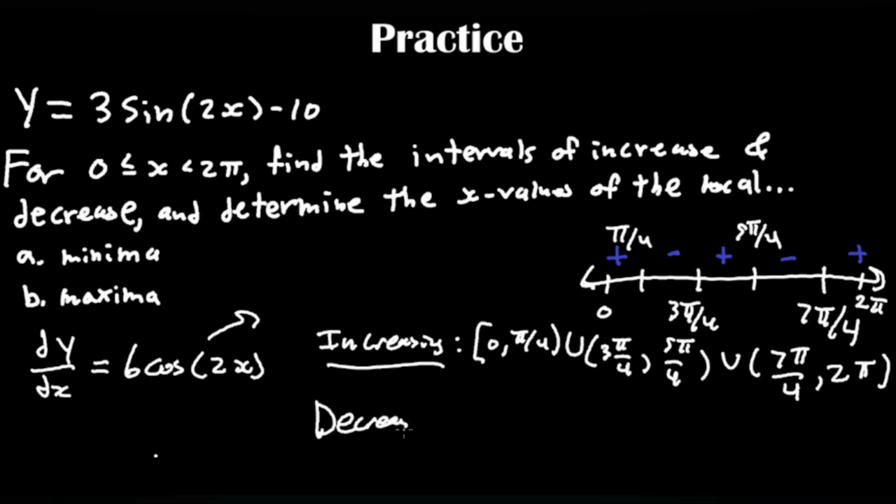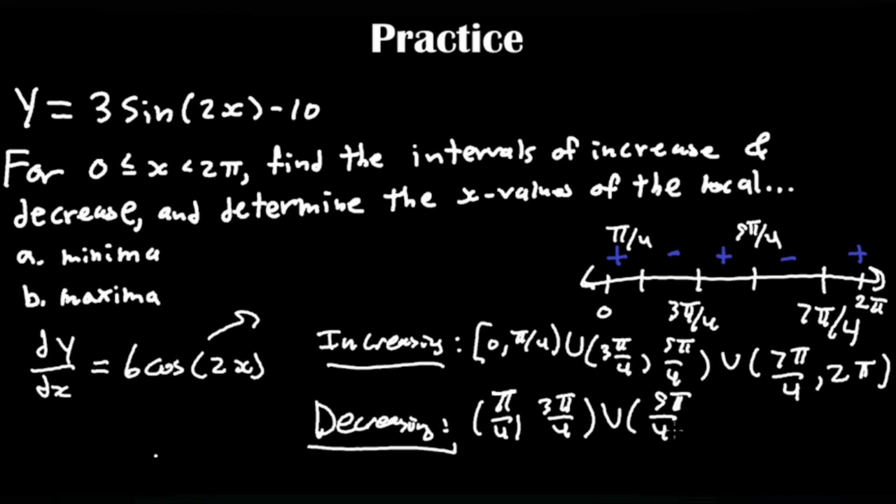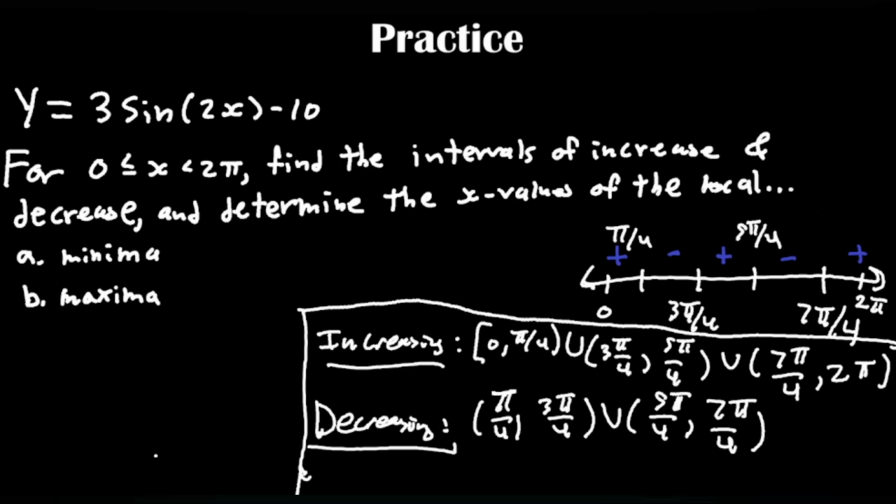Now, similarly, to find where the function is decreasing, we find where our first derivative is negative. That happens from pi over 4 to 3 pi over 4, and from 5 pi over 4 to 7 pi over 4. Okay, so those are our intervals of increase and decrease. Our minima occur where our first derivative switches from negative to positive. So our minima occur at x equals 3 pi over 4, and at x equals 7 pi over 4.